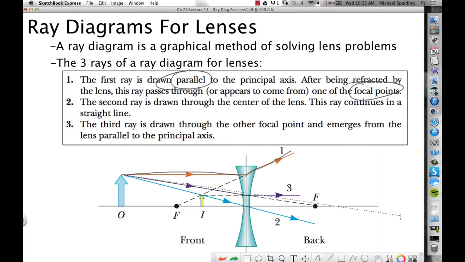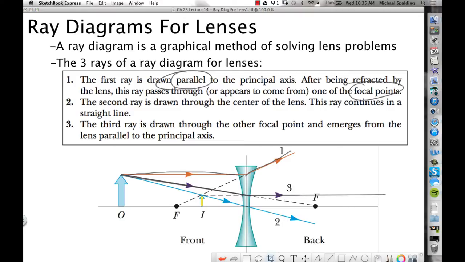See what I did right there? It's lined up with what? The focal point, but is he going to make it there? No, because what does he do? He hits the lens and then goes how? Parallel. So what we have for ray number three here is focal point. See how he's lined up with the focal point? Focal point, hits the lens, parallel.